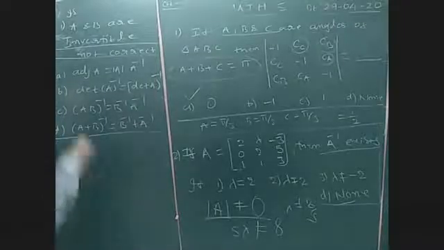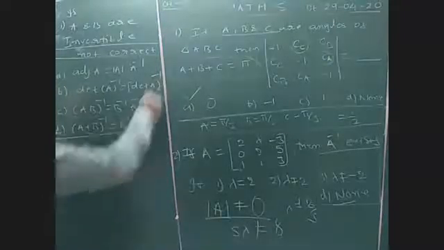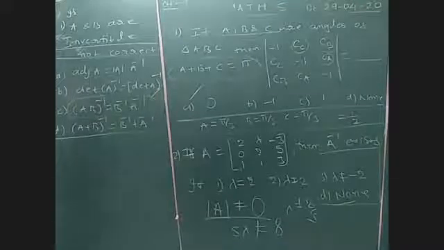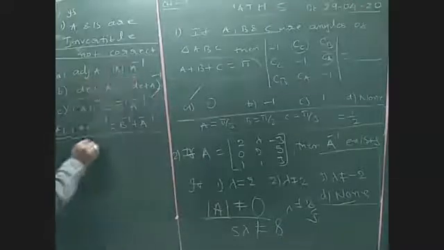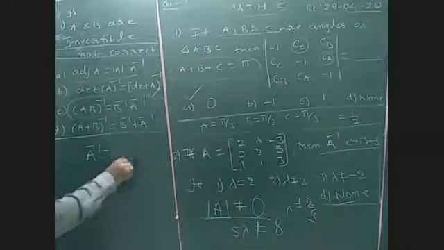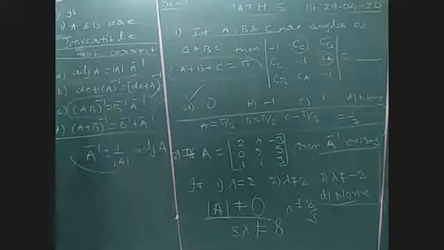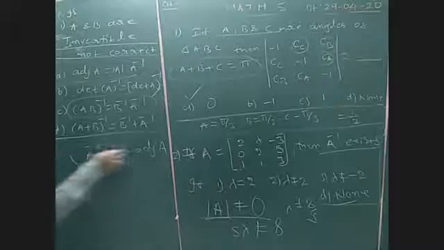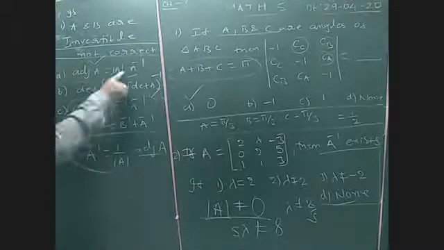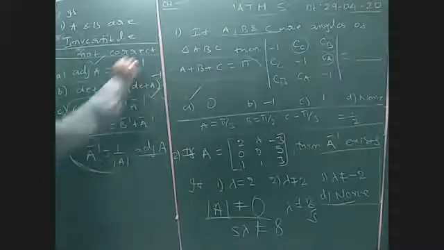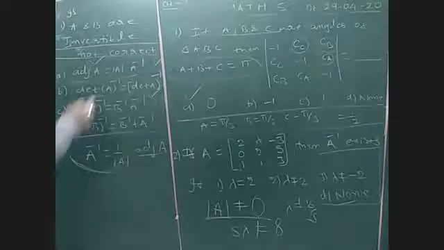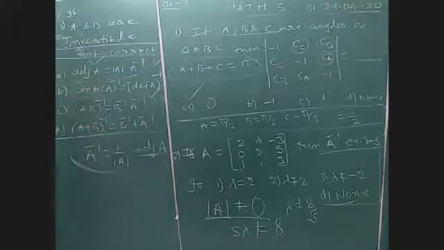This is a formula, already everyone knows that this is right. This is a formula because A inverse is equal to 1 by delta A into adjoint of A. This delta A you can cross multiply. So adjoint of A is equal to delta A into A inverse. This is also right. Then among these two, which one is wrong?